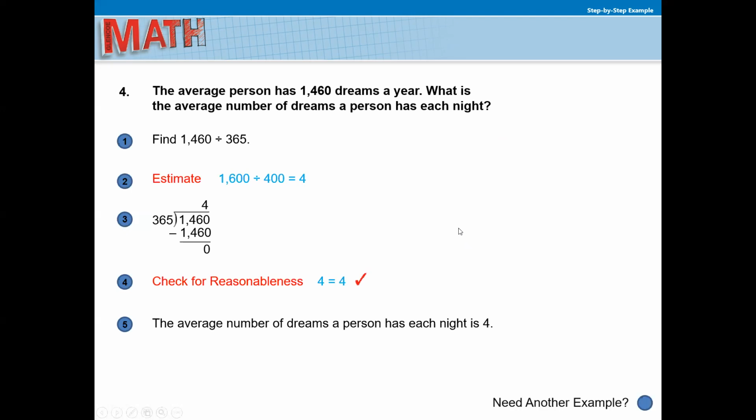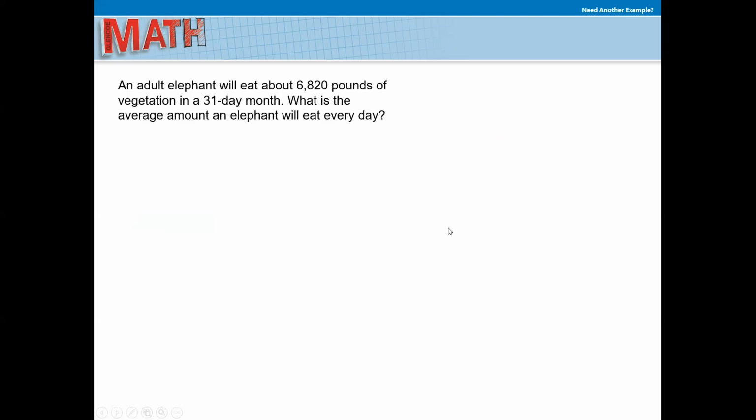Here's another example. An adult elephant will eat about 6,820 pounds of vegetation in a 31-day month. What is the average amount an elephant will eat every day? So they told us they're talking about a 31-day month. You're going to put 6,820 inside the division bracket, divide by 31, show your long division in your math notebook, press pause while you're doing the work, press play when you're ready to continue.